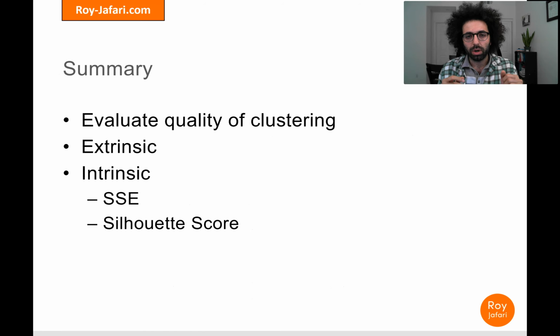Alright, so in this video, we talked about the evaluation of clusterings, and we saw how evaluating clustering is different from evaluating classification and prediction, and why that is. We also talked about why evaluating clustering is important, and we saw two approaches. With the extrinsic one, we saw that we cannot always use it, and we have to rely on intrinsic metrics, and we learned about two specific metrics for the intrinsic evaluation of clustering. We saw SSE and silhouette score. We saw their capabilities, their uniqueness, and their advantages and disadvantages.